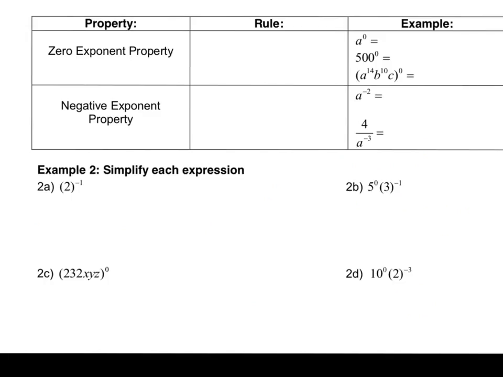These next 2 properties are pretty special because they help cancel things out pretty quickly. Anytime you have 0 for an exponent, the rule is that your answer always equals 1. No matter what your base is, if the exponent's 0, it simplifies to 1. So a to the 0 power is 1. 500 to the 0 power is 1. All of this inside the parentheses is raised to the 0 power, so it all equals 1.